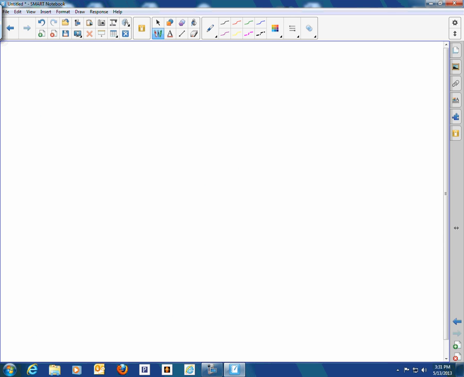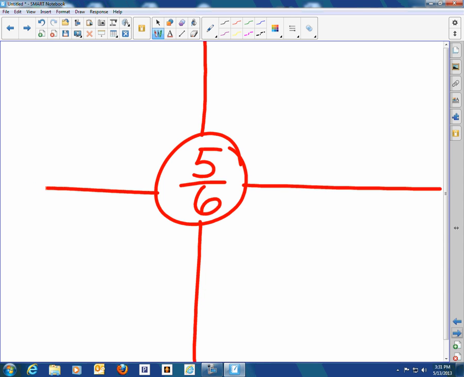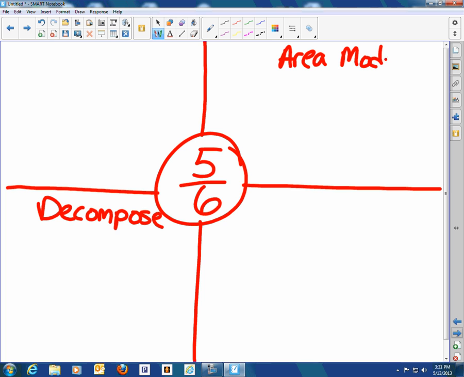The very last thing we're going to do is look at many ways to represent 5/6 as a fraction. We're going to take all of our strategies from before and split it up. We're going to decompose it in one corner, and we're going to use the area model in another corner. In later units, we will fill in the two corners that are not being used at this time. As we move forward, we'll begin to fill those in.